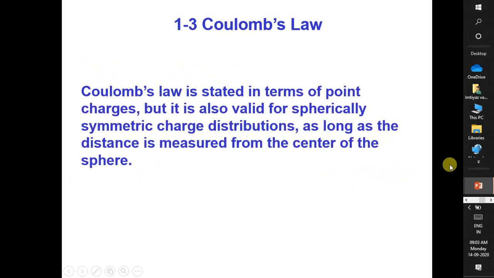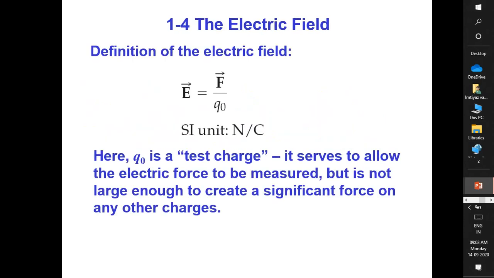Now Coulomb's law is stated in terms of point charges, but it is also valid for spherically symmetric charge distributions, as long as the distance is measured from the center of the sphere. It means it is also applicable to symmetric charge distributions. It is valid for spherical ones, suppose we are taking a ball, then it will also work.